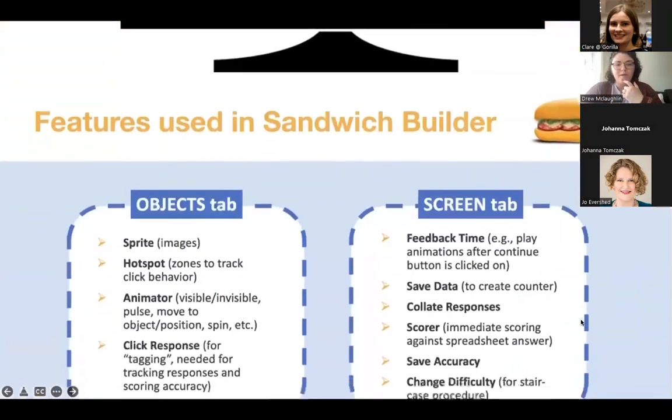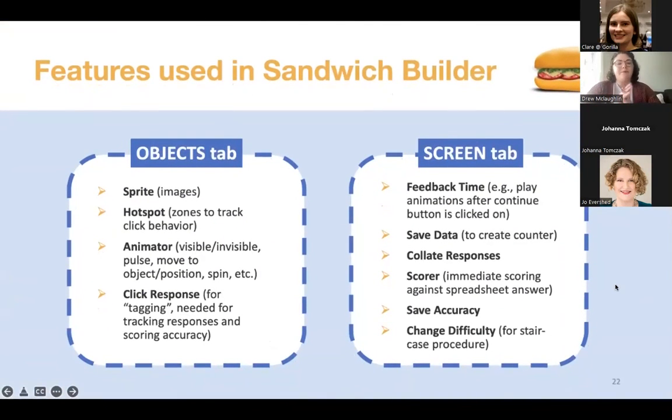So I'm going to start to wrap up here. I wanted to, all in one place, summarize the key features that I used from Gorilla's Game Builder to make Sandwich Builder happen. I've organized them into the Objects tab versus the Screen tab, which is the one I was just describing. In the Objects tab, I use the sprite feature a lot. This is just to say, I want there to be an image shown. I used hotspot a lot also.